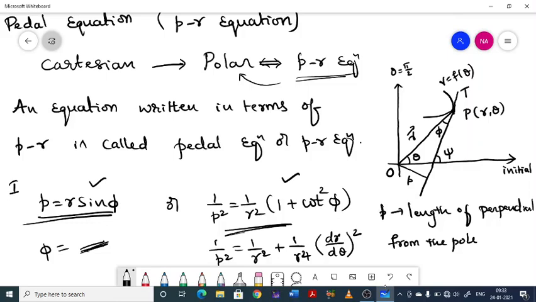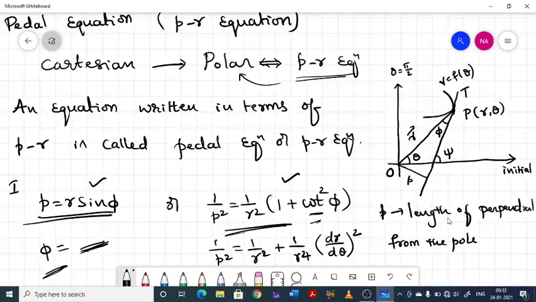Suppose you are not able to get phi explicitly, anyway you can get cot phi. In that case, use 1 by p square equal to 1 by r square times 1 plus cot square phi. So this is when phi is obtained explicitly, and this is when phi is not obtained explicitly. In that case we have to use this formula. So let us discuss problems on this.